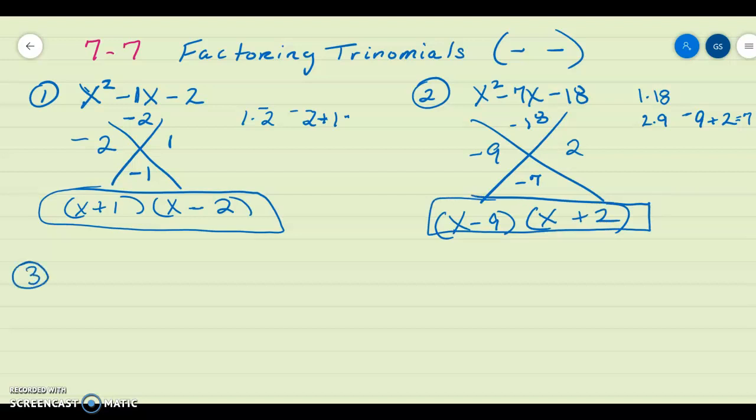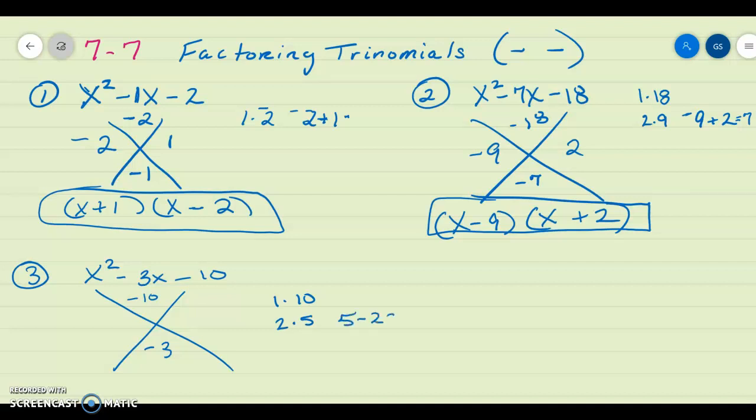Number 3. X squared minus 3x minus 10. All right, let's make a big X. Last number goes in the top. Middle number, or the coefficient of the middle term, goes in the bottom. So I'm going to look for factors of 10. 1 times 10, 2 times 5. Oh, and that's it. Well, 10 and 1 will never give you a 3, but 5 minus 2 equals 3.